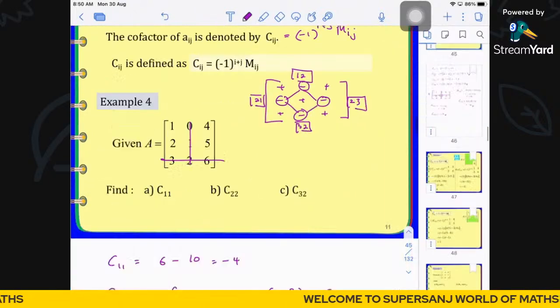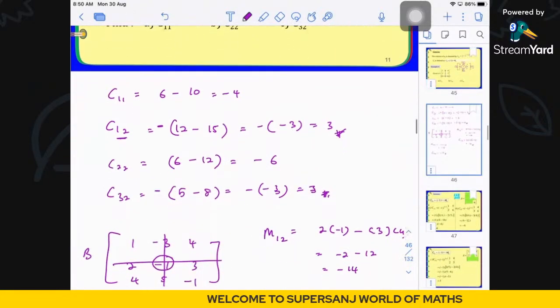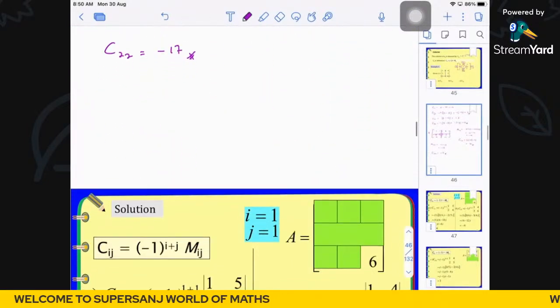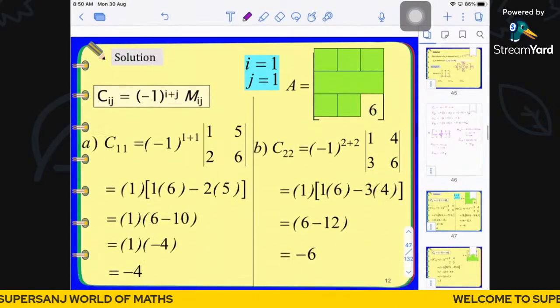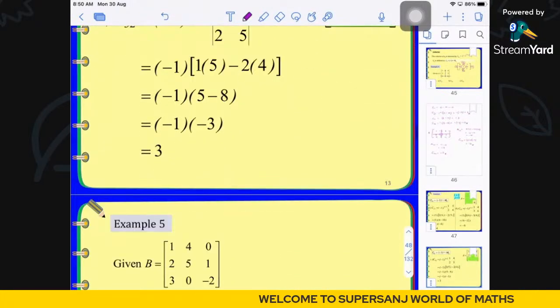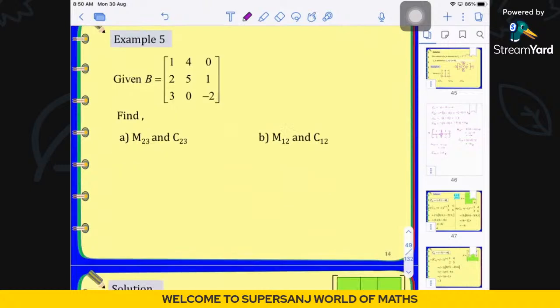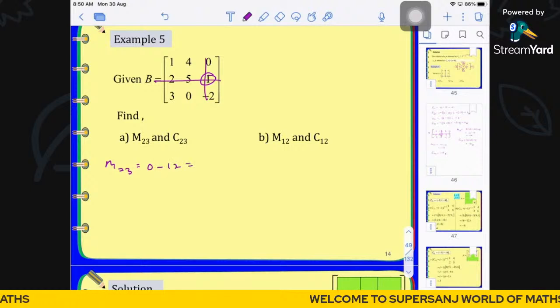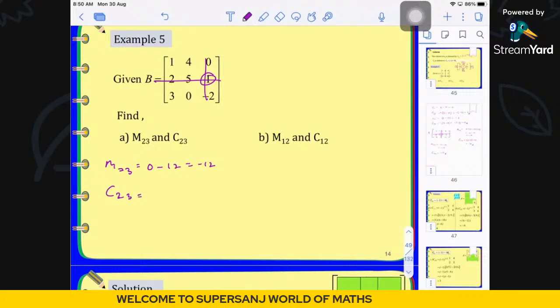Okay, so that is the details which is going on over here. Let's see another one more over here. So we see M23 over here. We know that M23, second row, third column, we can solve off this. We can find M23 very easily right now. 0 minus 12, which is negative 12. Now C23, because it's an odd number, so negative 1 times negative 12, which will give you 12.